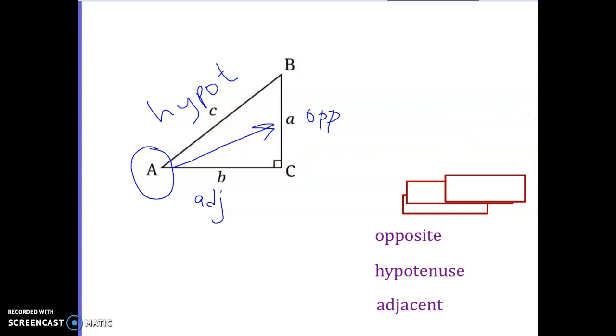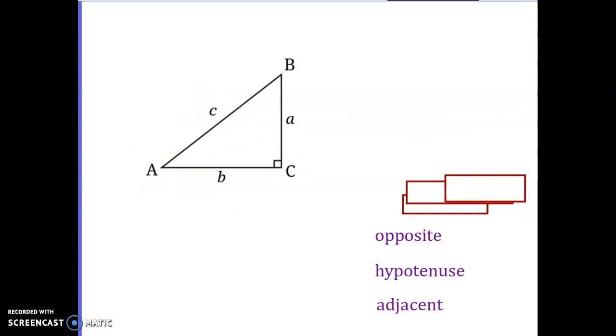Okay, now let's do that whole thing again, only this time we're going to focus on B. All right, so let's circle B. Draw your arrow. Okay, so that tells me that the side opposite B is here. The hypotenuse is here, still across from the right angle. And then the one that's next to B, that's not the hypotenuse, that's this one, that's the adjacent.